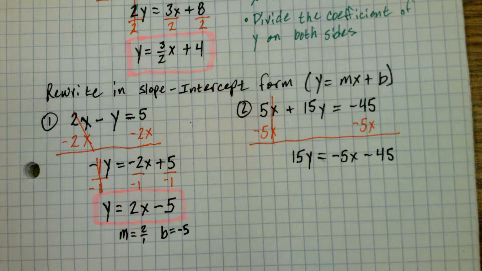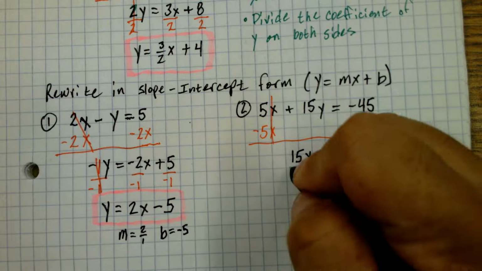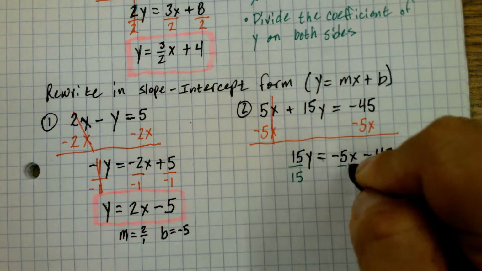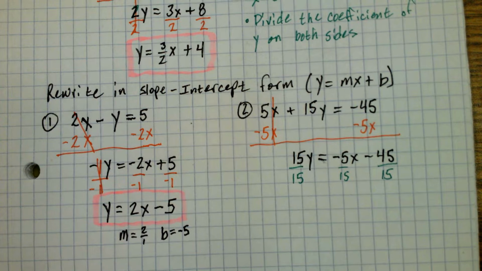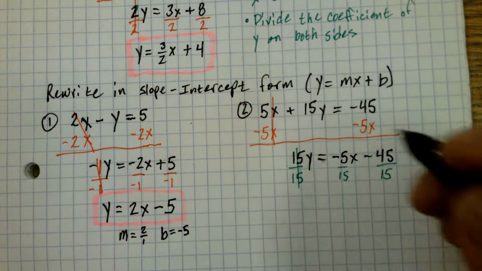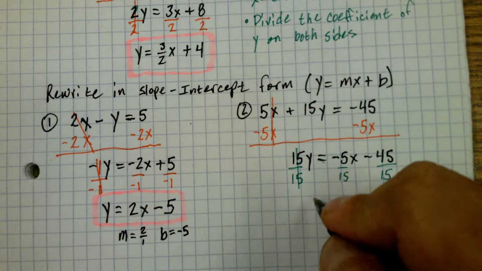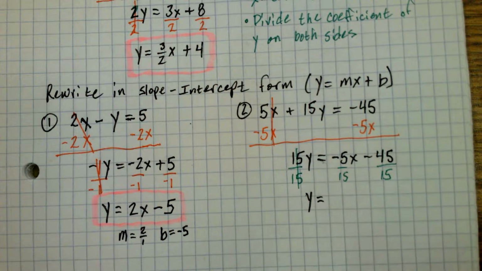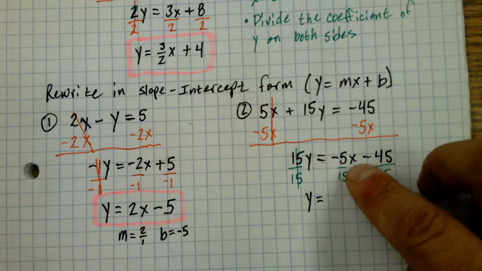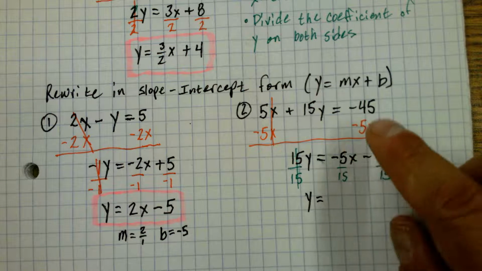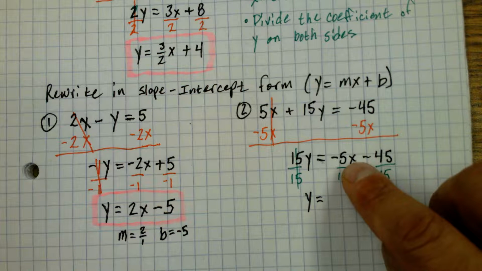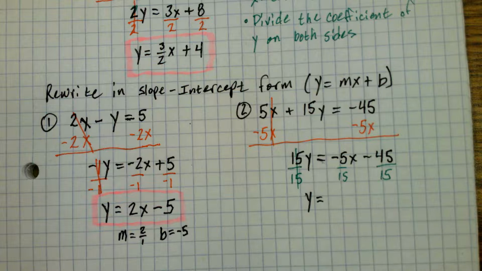So what's my next step? Yeah, divide by 15 on all sides. You're going to divide by 15. Because 15 divided by 15 cancels, it's just y. Now, we got to know our fractions. Because negative 5 over 15, well, the thing is, the 15's on the bottom. If the 15 was on the numerator, yeah. It's a negative divided by a positive, so our answer will be negative.